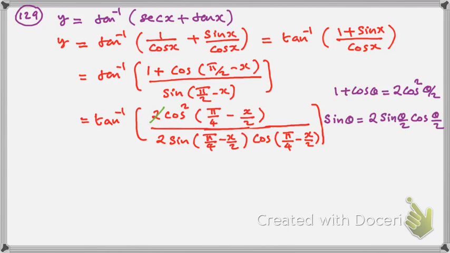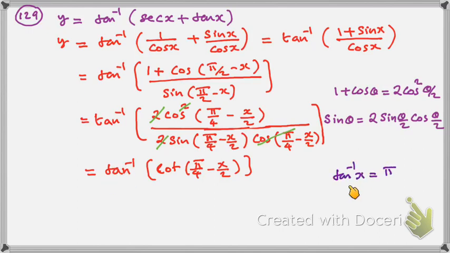Little bit of simplification possible. 2 and 2 will cancel. Cos pi by 4 minus x by 2 from the denominator will cancel with one of the cos terms in the numerator. So what you have is cos pi by 4 minus x by 2 by sin pi by 4 minus x by 2, which will be cot pi by 4 minus x by 2. But then again we have a small problem. I have tan inverse outside, but inside it is cot. Tan inverse and cot won't cancel. So I'm going to change tan inverse into pi by 2 minus cot inverse.